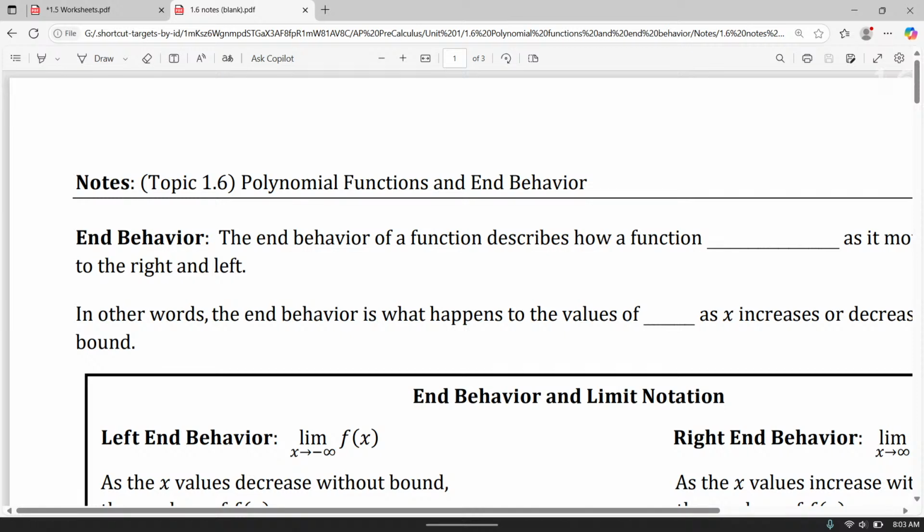Y'all see what it says? Topic 1-6, polynomial functions. So we're still in polynomials. Okay? And end behavior. And I know for a fact you guys were taught end behavior if you went to Bentonville High School and you were taught polynomials in Algebra 2. I know for a fact the advanced, and I'm pretty sure the regular, did end behavior. Polynomials, right? The end behavior is how it's behaving at the end of it, right?